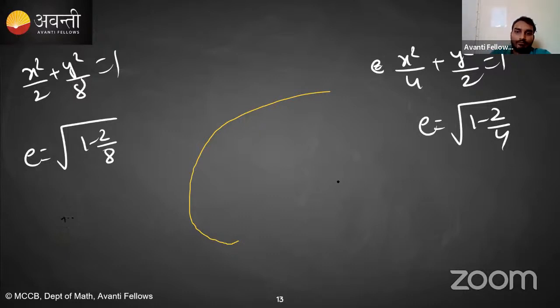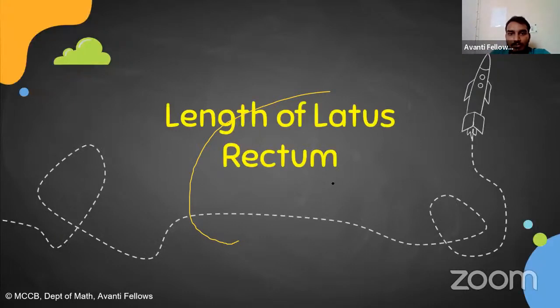Okay. If it is clear, now let's move on to the length of latus rectum. So can anybody tell me what is the latus rectum? You have just studied it. Latus rectum is a double ordinate which is passing through the focus, isn't it? A double ordinate which is passing through the focus is known as latus rectum.